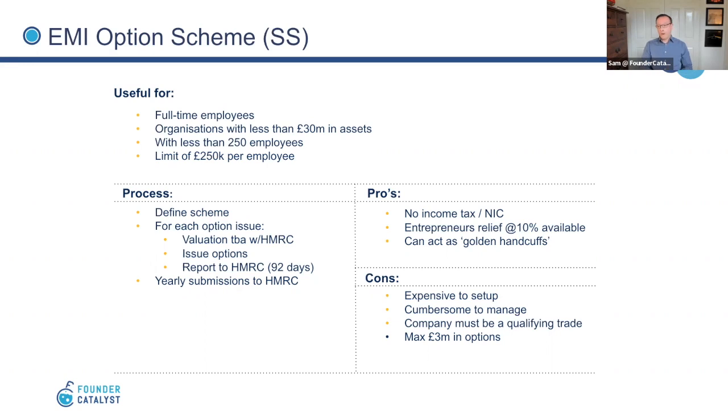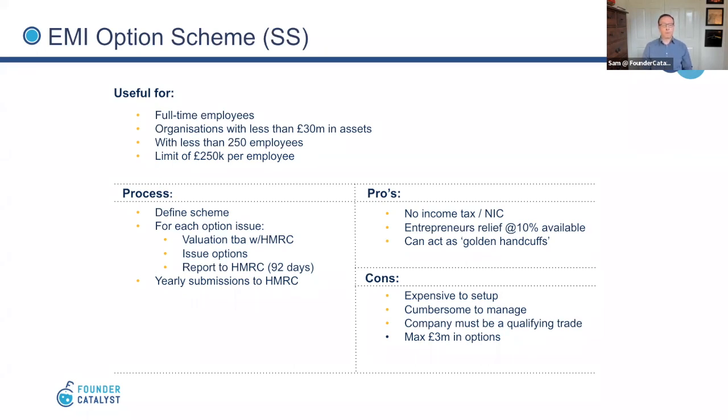You need to define a scheme up front, you need to get a valuation. Every time you want to issue shares, you need to get a valuation agreed by HMRC, and then you have yearly reporting. So you are creating a layer of administration on top of your business. To give you an example, when I created an IT business many years ago, we deferred the creation of an EMI option scheme for a couple of years, because for the first 20 employees it just felt like a cumbersome process and a big expense. Then when we had a critical mass of employees, we put the option scheme in, and then you have to put up with the admin from there.